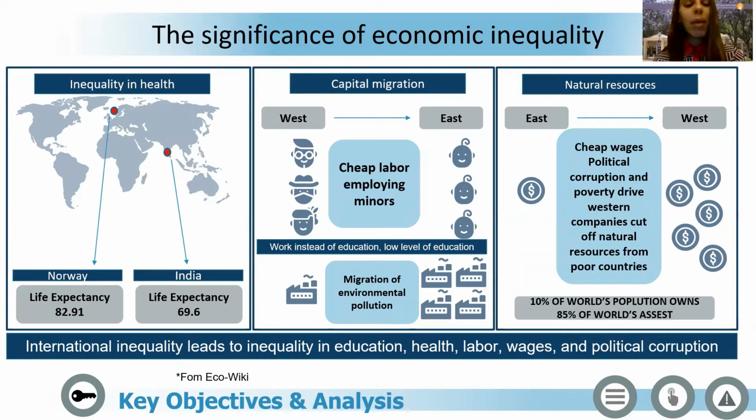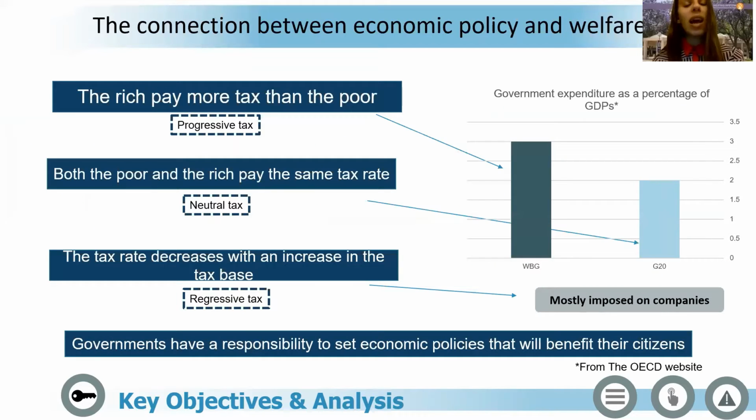And in the bottom line, we can observe that international inequality leads to inequality in education, in health, in labor, in wages, and in political corruption. It has a lot of effects, and continues to more effects. So the problem of inequality concerns governments all over the world. Government has a significant role in setting economic policies that will increase or decrease inequality in the country.